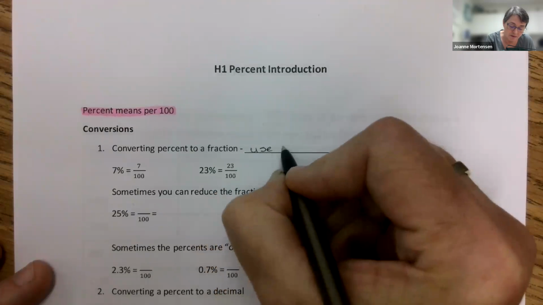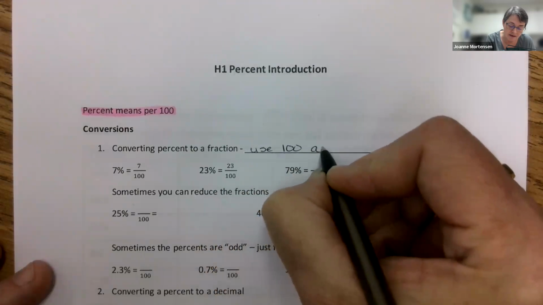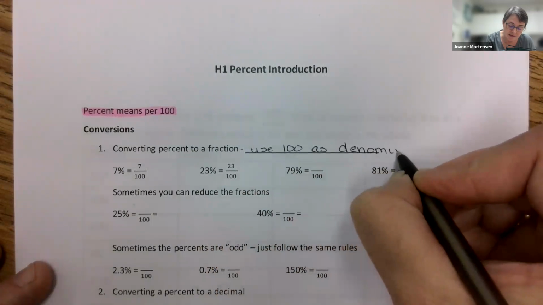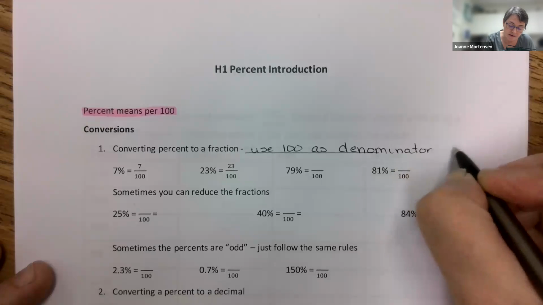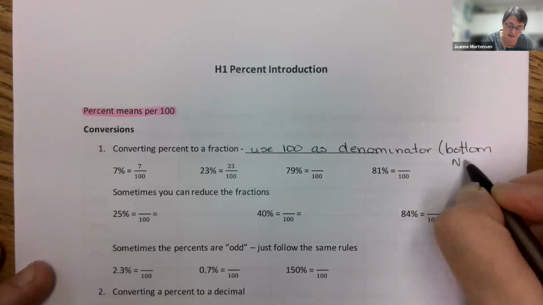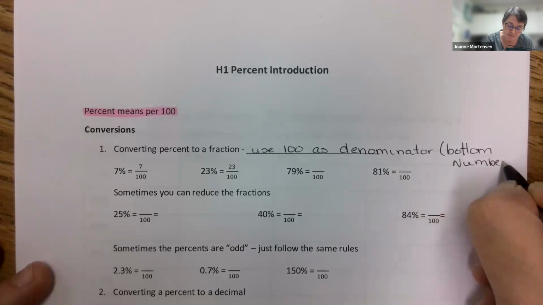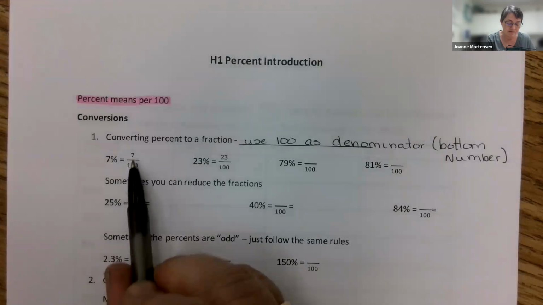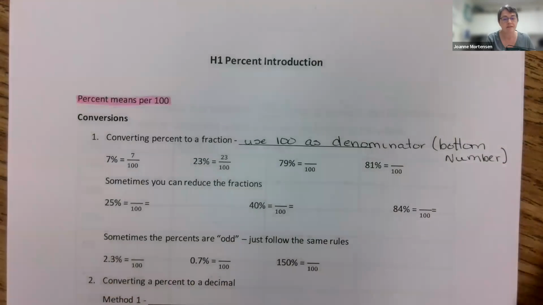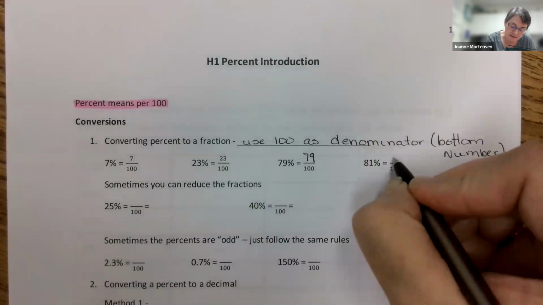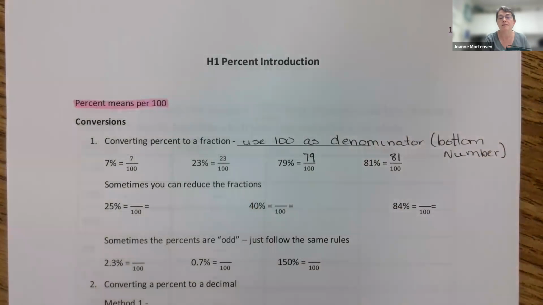Use 100 as the denominator. And because it's been a while, the denominator is just the bottom number. Ta-da, there we go. All right, so 7 out of 100, 23 out of 100. I'm sure you've already filled these in already. 79 out of 100, 81 out of 100. Ta-da, it's a fraction.